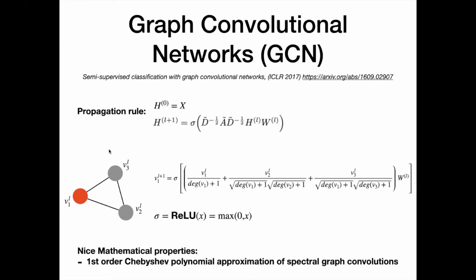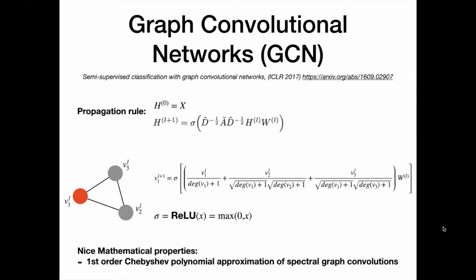Consider this very simple graph. Then the embedding of the node 1, which is the red node in this simple graph, at the next layer will be given by a weighted sum of its neighbors. And as you can see here, we are considering the adjacency matrix with added self loops. So V1 is a neighbor of itself. So this is a weighted sum of the neighbors of V1, where the weights are given by a very simple multiplication of the square root of the degrees.